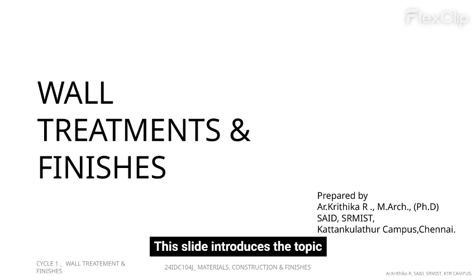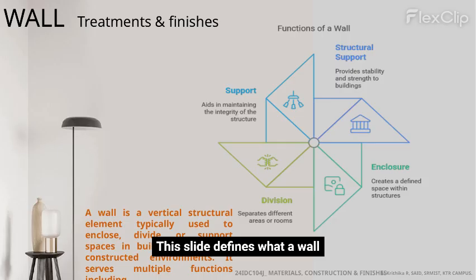This slide introduces the topic of wall treatments and finishes for the course 24 IDC 104J, Materials, Construction and Finishes. This slide defines what a wall is: a vertical structural element used to enclose, divide, or support spaces in buildings and other constructed environments. It serves multiple functions.